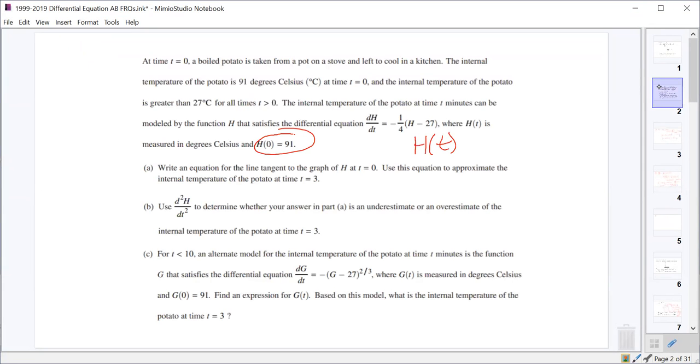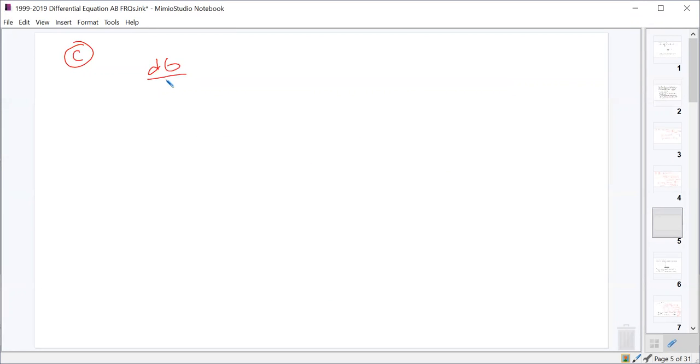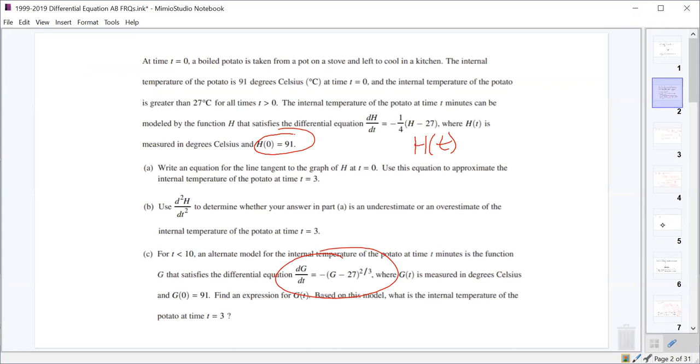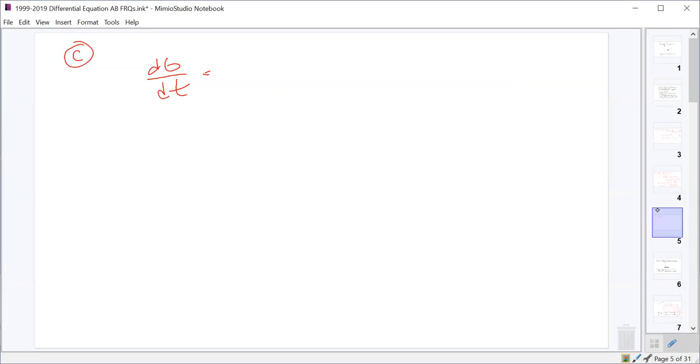Part C says for T less than 10, they're giving an alternate model for the internal temperature, some function g that satisfies this other differential equation. We still have the same initial condition, now it's g of 0 equals 91. And we want to find an expression for g of t. So this time we need to actually solve this differential equation. So we're going to solve dg dt equals negative g minus 7 to the 2/3 power.